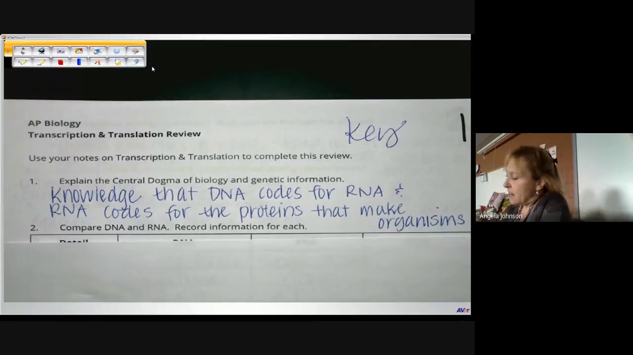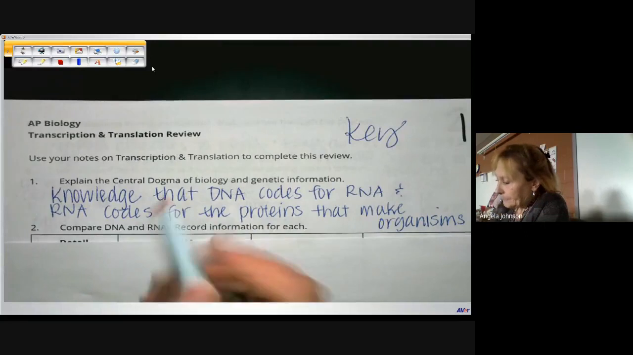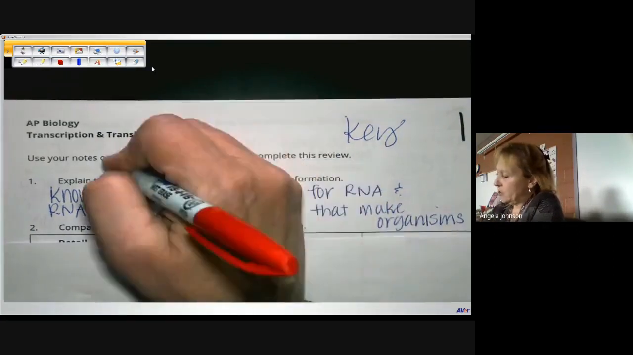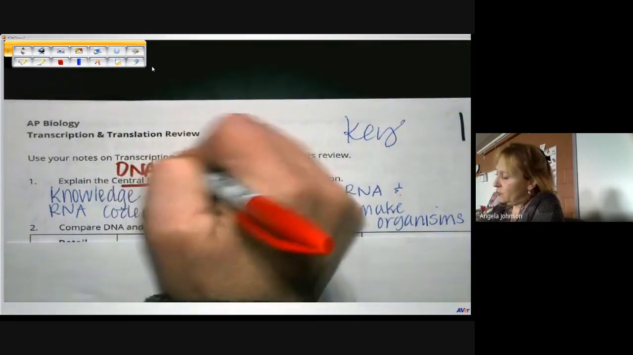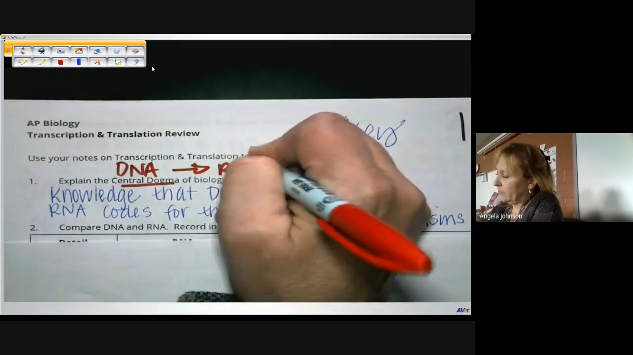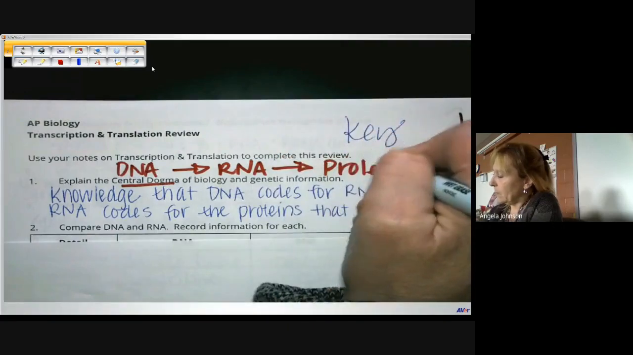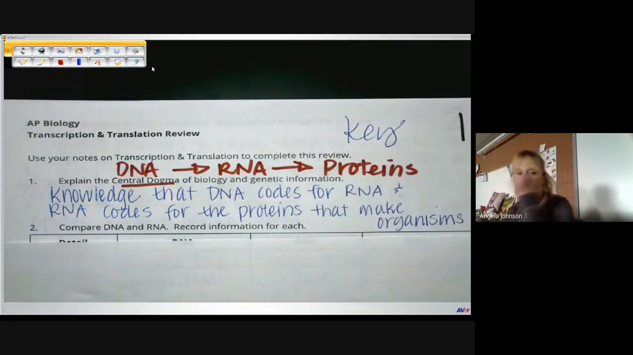Central dogma. This is this belief that we have, or rule or law we have for biology, that DNA codes for RNA and RNA codes for proteins. So we go from DNA to RNA to proteins. So that's why we have DNA in our cells.